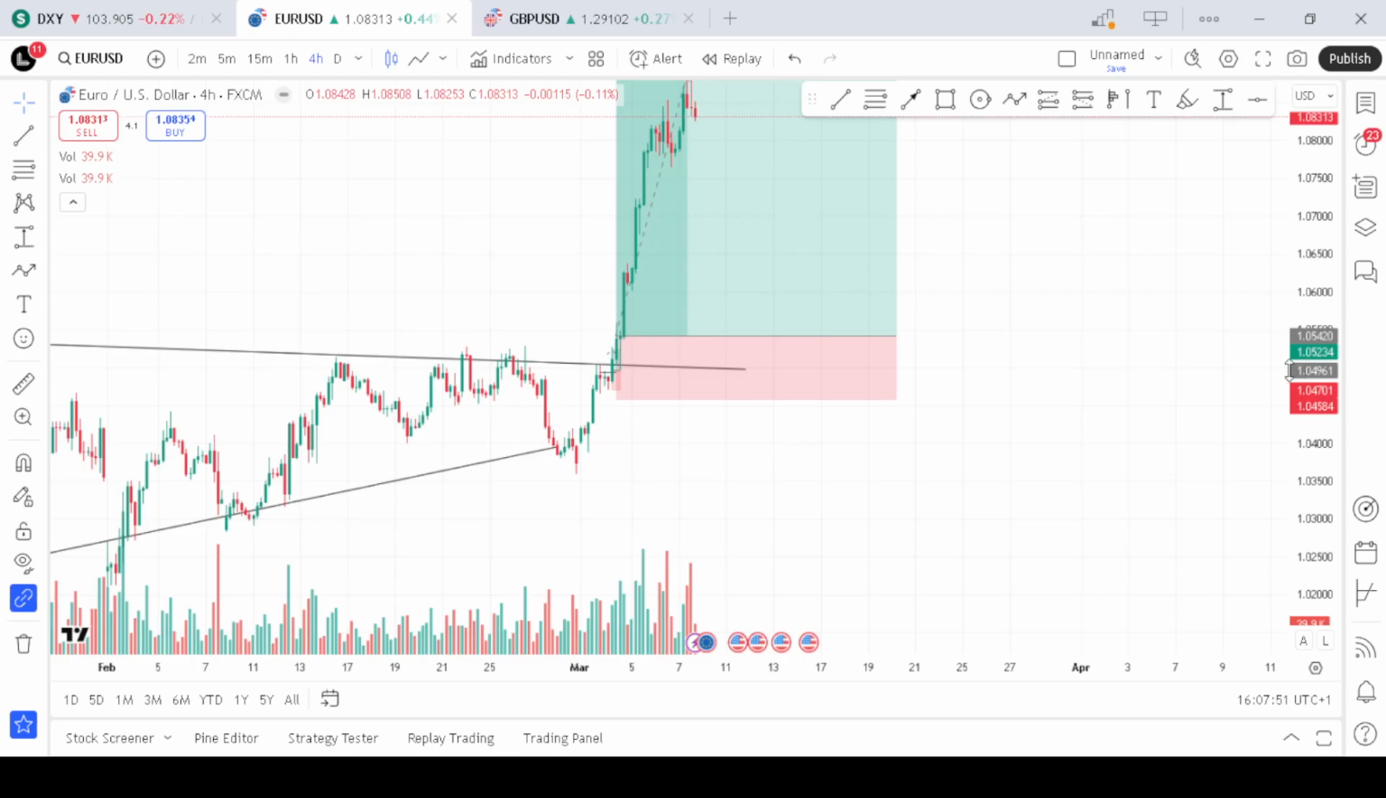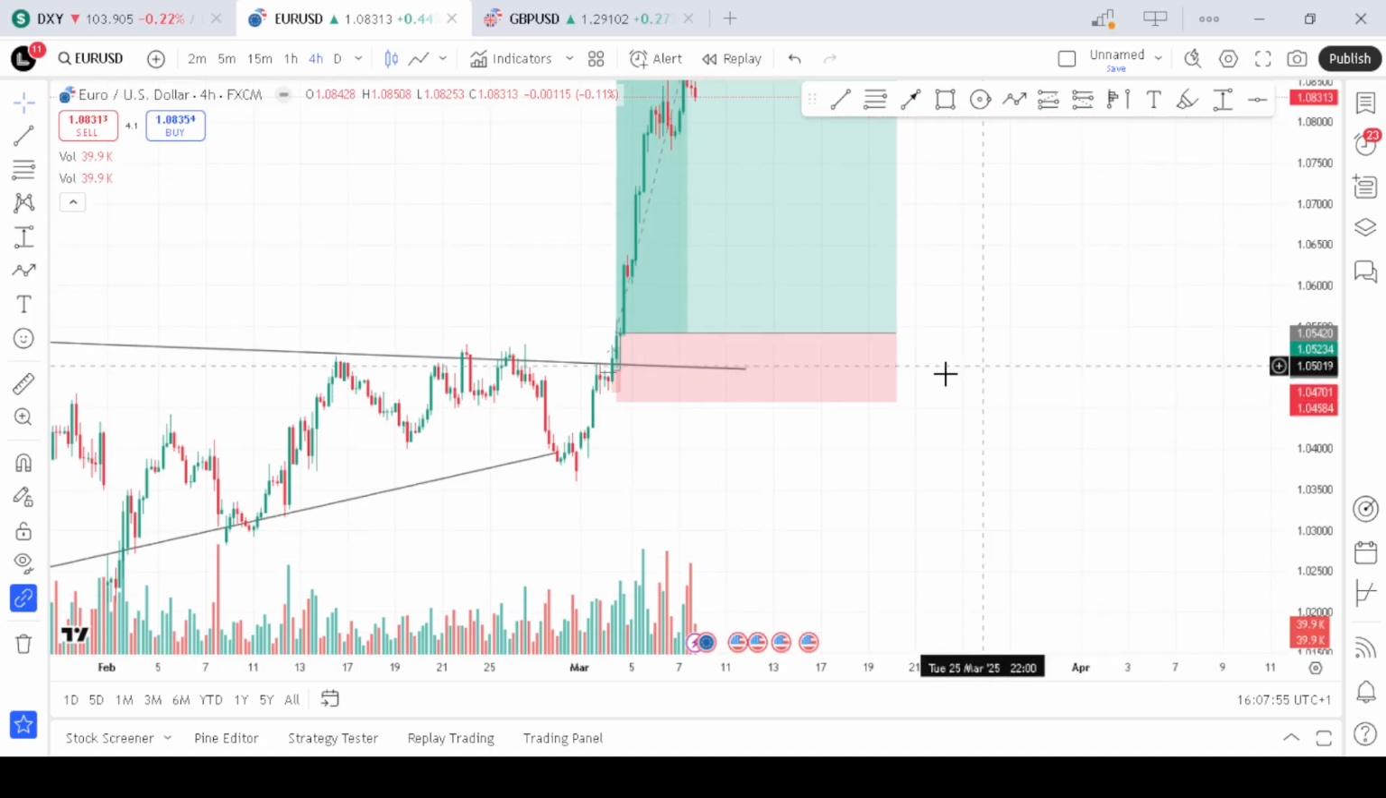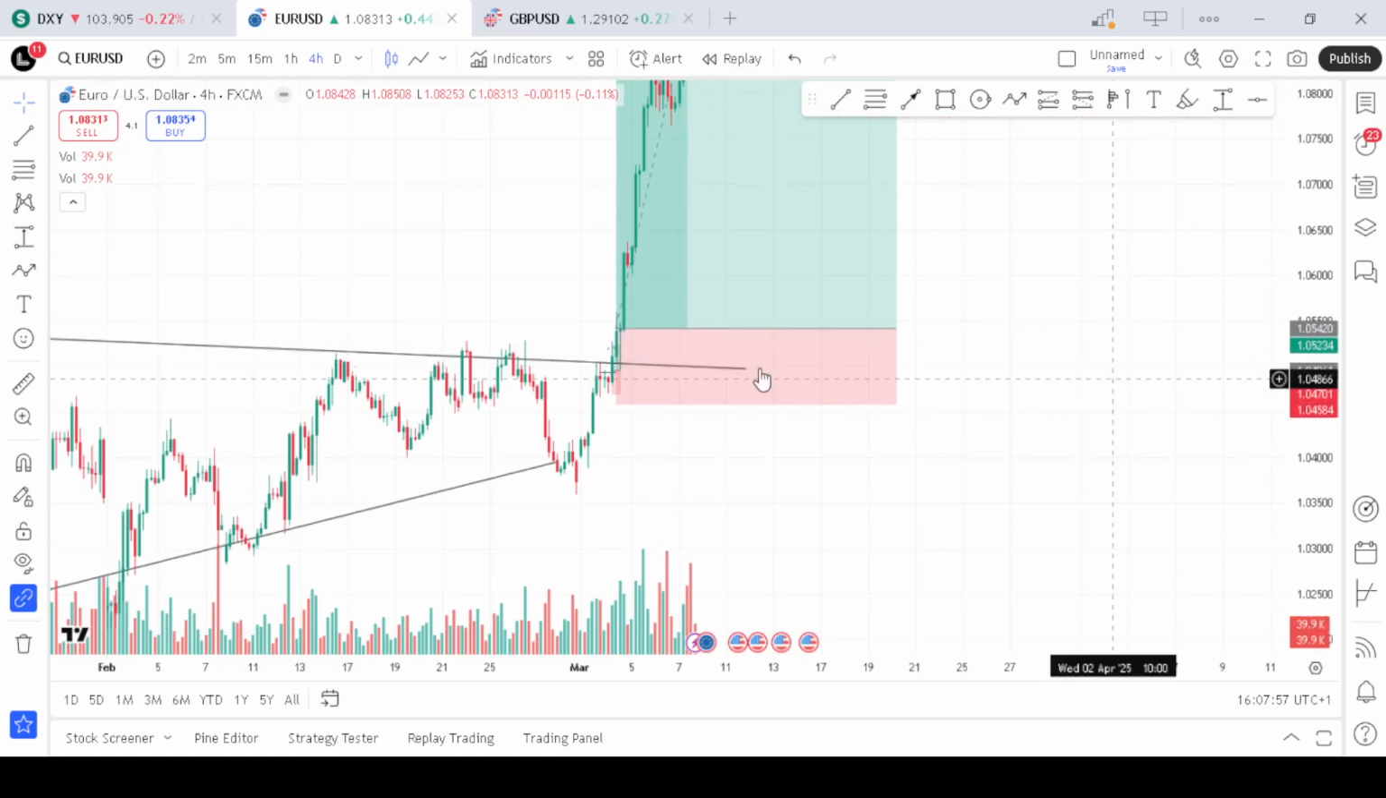Be patient and wait for the breakout signal before entering the trade. This is another tip. You must be patient for the breakout signal before taking a trade, because false breakouts can occur. So confirm buyers are indeed stepping in in your favor before you take the trade.